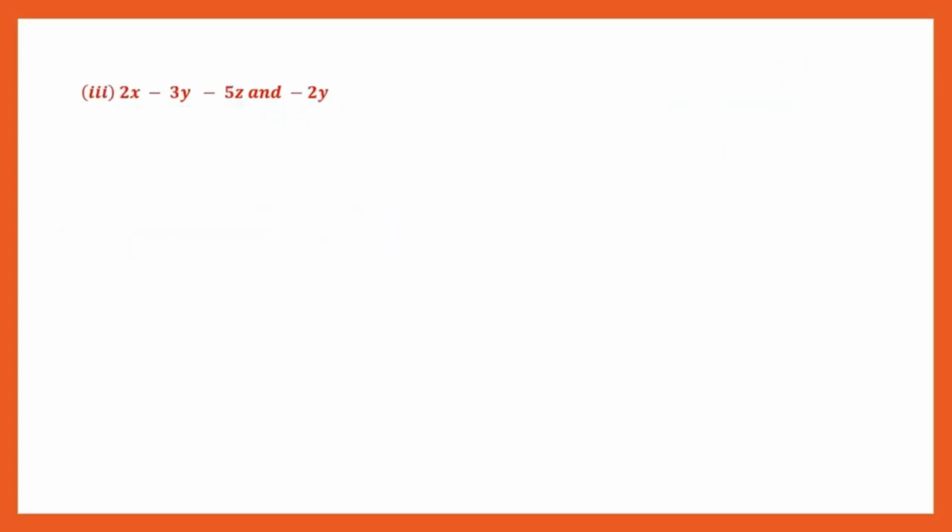Third one, here also we have a polynomial and we're going to multiply it with a monomial. So let's write the monomial first and in brackets the polynomial, that is 2x minus 3y minus 5z. Now we multiply this monomial with each term of the polynomial. So minus 2y into 2x.